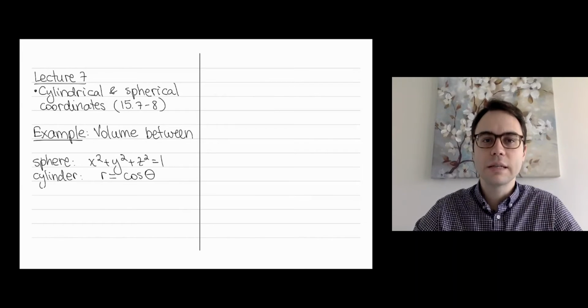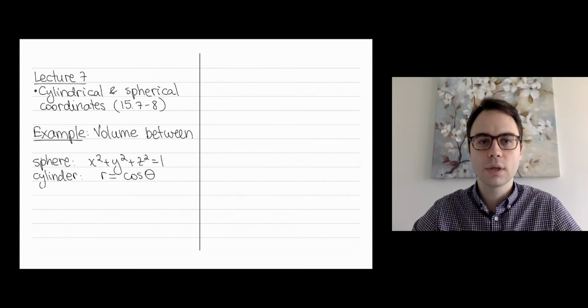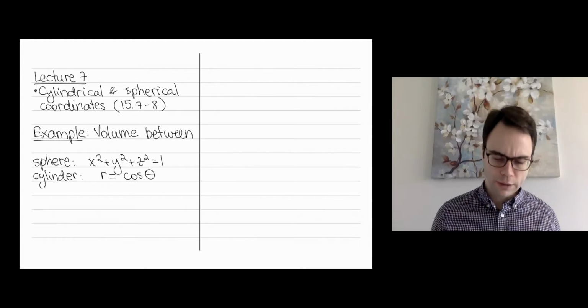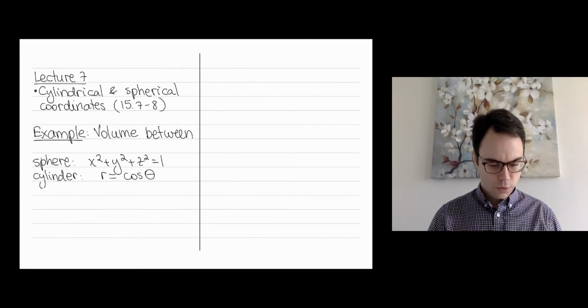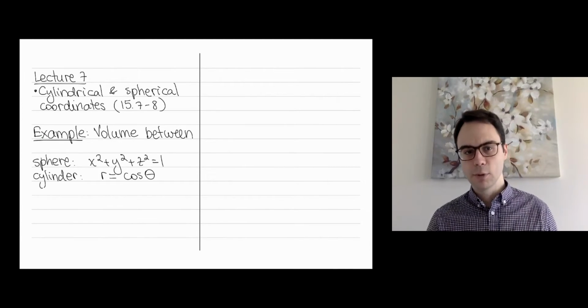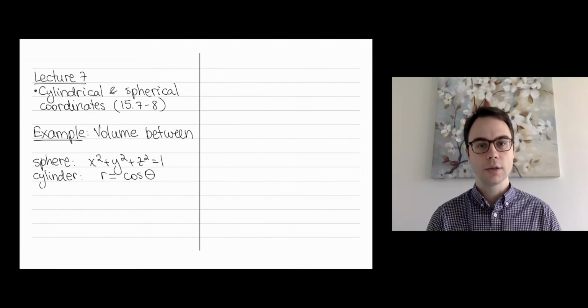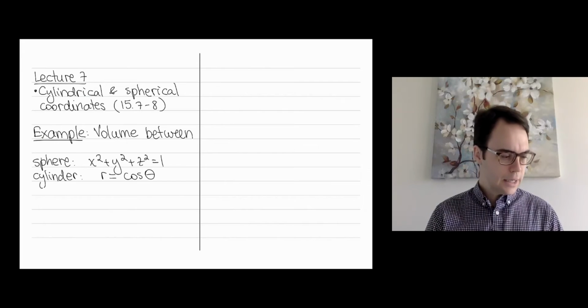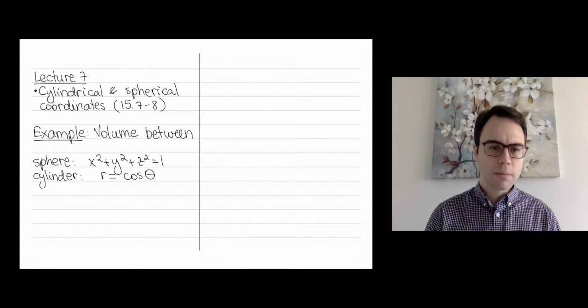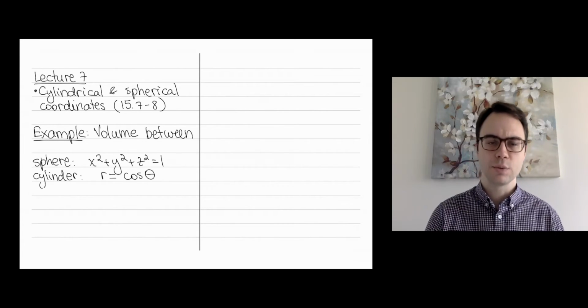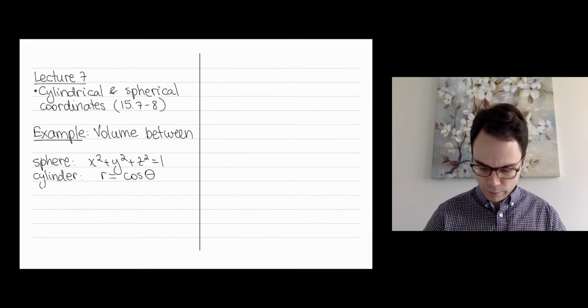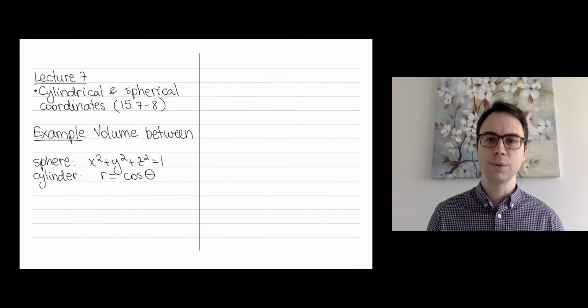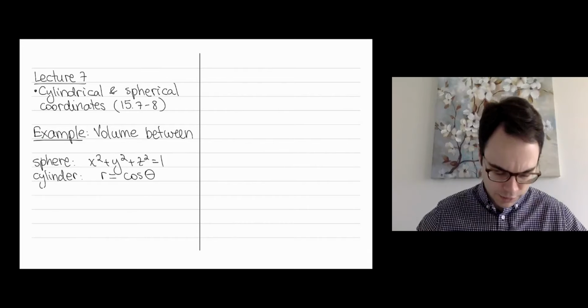Hi everybody, this is lecture 7 and today I'll tell you about cylindrical and spherical coordinates. So I'll start off by doing an example calculation using cylindrical coordinates, then I'll introduce spherical coordinates, make a few points about the conventions that we normally use with them, and then I'll do one or maybe two calculations with spherical coordinates. So all these calculations will be triple integrals. So let's get started.